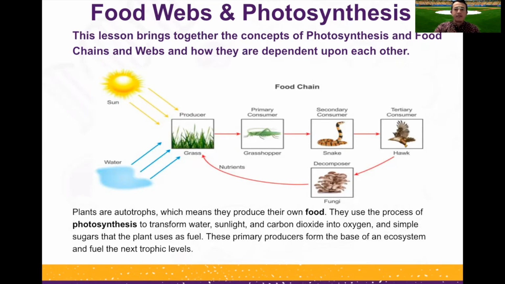So kind of as I was stating, we've got our producer, the grass. That grasshopper is going to be that primary consumer, eating the grass, taking the energy from the grass and using it for itself. That secondary consumer is going to be the snake. That snake's going to consume the grasshopper and so forth. That hawk is going to consume the snake and take the energy from the snake. That fungi, that decomposer, that detritivore is going to get that hawk when it dies. And then the whole cycle is going to start over again with the nutrients going to the grass, and we're going to get right back into the grasshoppers.